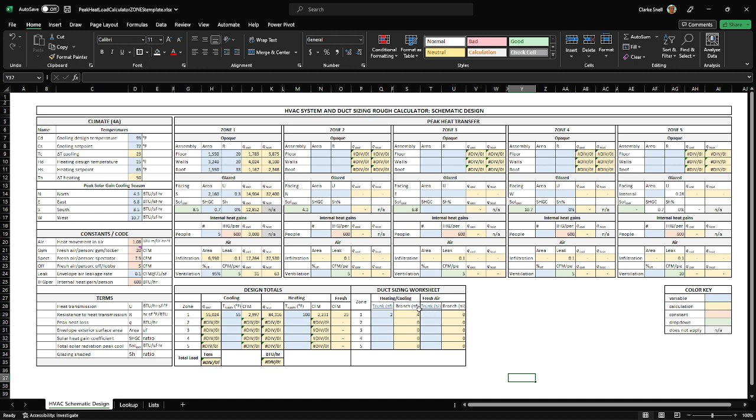So we could use square inches here. Let's just do that. So what was it? It was 3 times 3, so that's 9 square inches. All right. Now all we have to do is do this for all the zones, right?